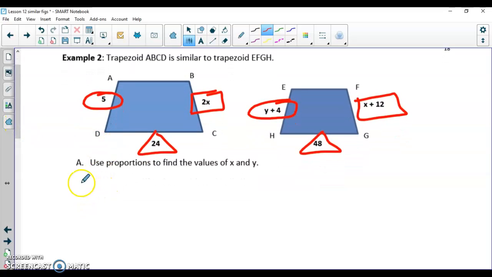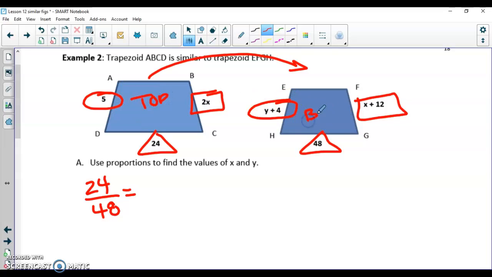So I'm going to go ahead and say 24 over 48, and I'm going here to here every single time, top to bottom of my proportion. And if it helps you to label them like that, that's great too. Let's solve for x first. So we're going to do the x's. This is 2x. So this is the top, 2x. And on the bottom, we're going to have x plus 12.